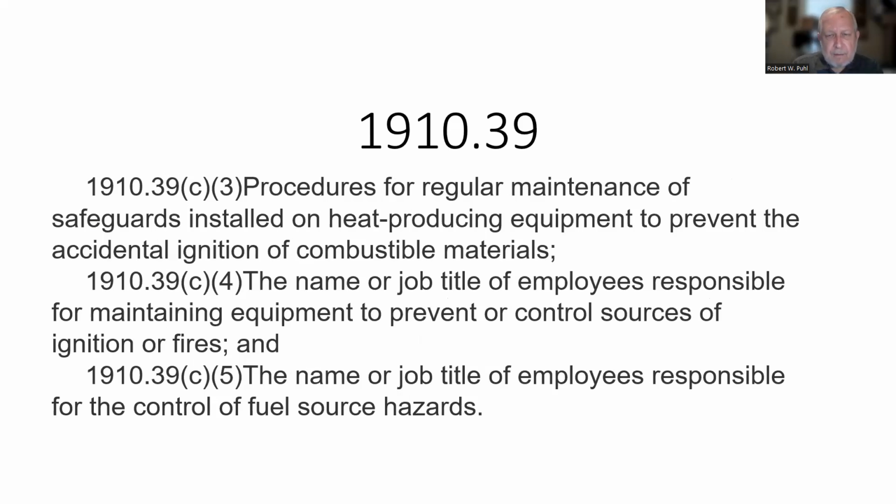Procedures for regular maintenance of safeguards installed on heat-producing equipment to prevent the accidental ignition of combustible materials. The name or job title of employees responsible for maintaining equipment to prevent or control sources of ignition or fires, and the name or job title of employees responsible for the control of fuel source hazards. Fuel source hazards. So they know about maybe storing gasoline or something like that on site. That's got to be controlled. You don't want to store those in your building. You want to store them away from the plant.